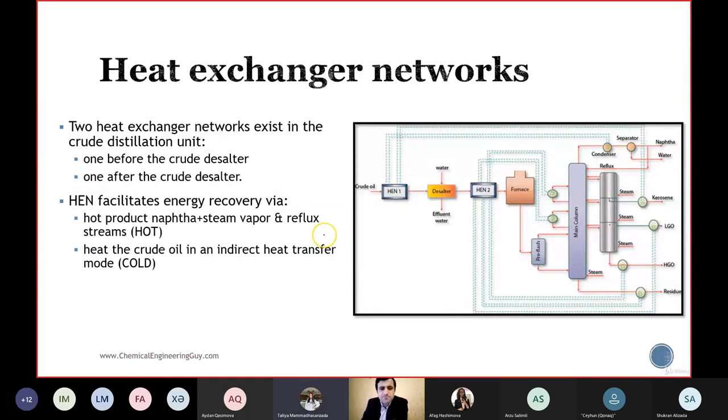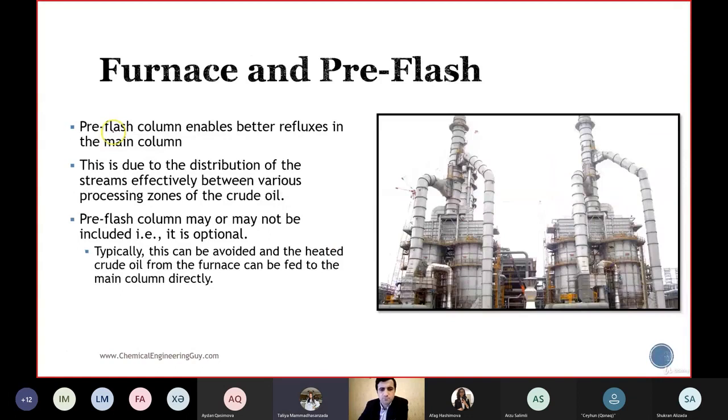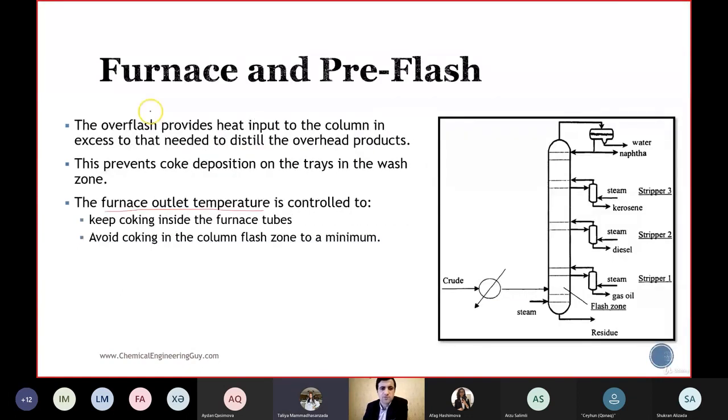This one? Cooking, the previous one. This one. I have cooking here. Yes. Keep cooking inside the furnace tubes.